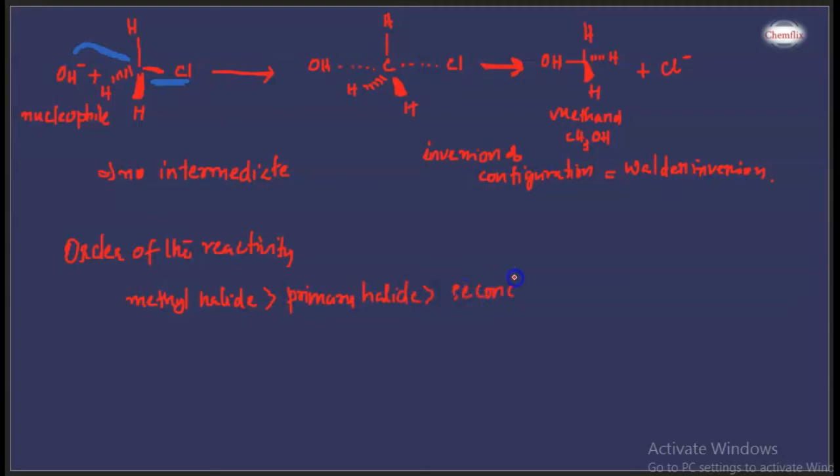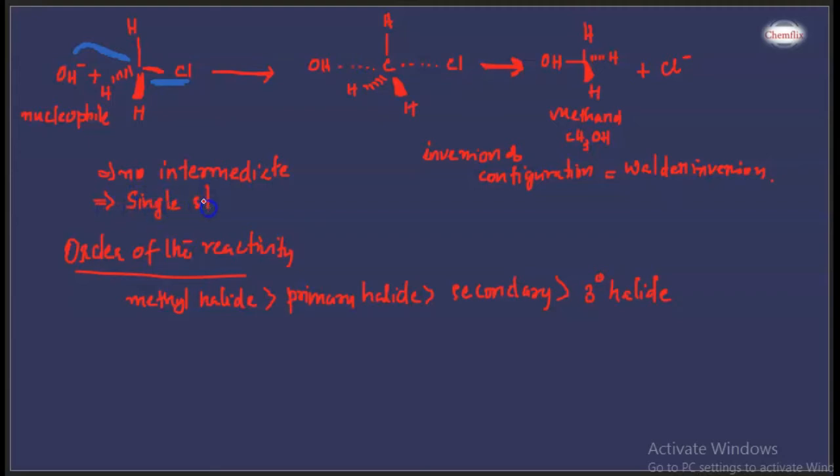of course steric hindrance is there, so the OH minus, which is the nucleophile, fails to attack the carbon atom. So the order of reactivity will be methyl halide greater than primary halide greater than secondary halide greater than tertiary halide. This is the order of reactivity that you need to study. That is all about this nucleophilic substitution bimolecular reaction. This takes place in a single step.